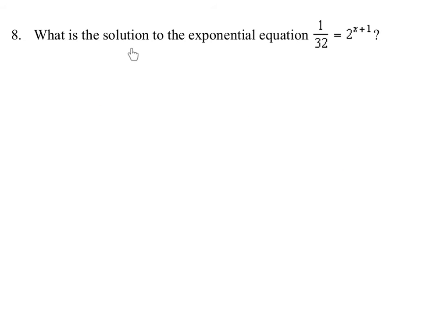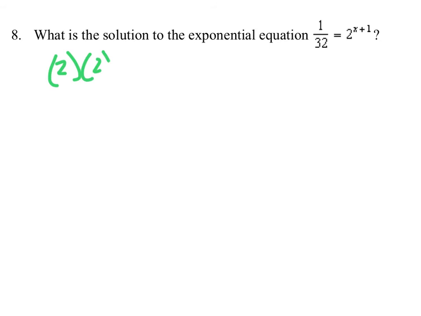What is the solution to the exponential equation 1 over 32 equals 2 raised to the x plus 1? So first and foremost, notice that this is a 2 and this is a 32, which means I need to rewrite 32 as 2 to some power. So let's figure out how many 2's it takes.